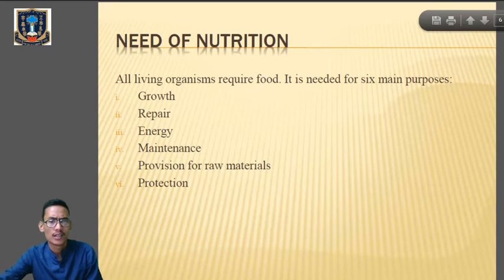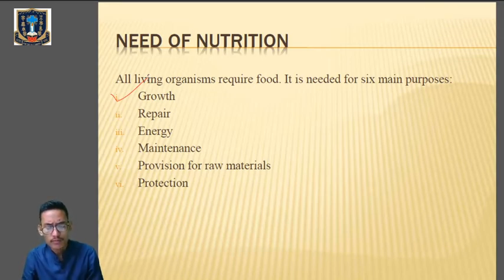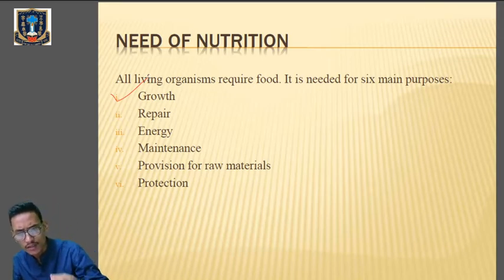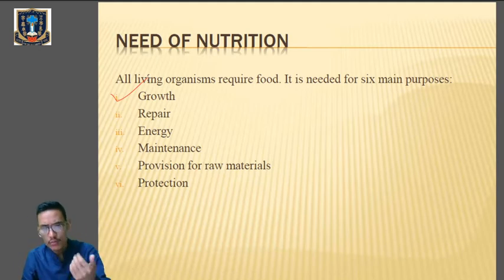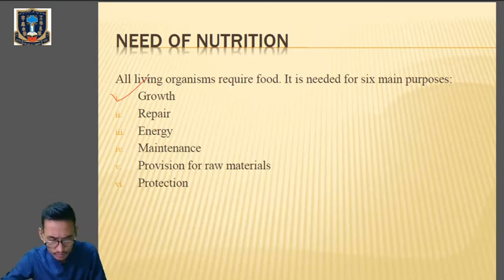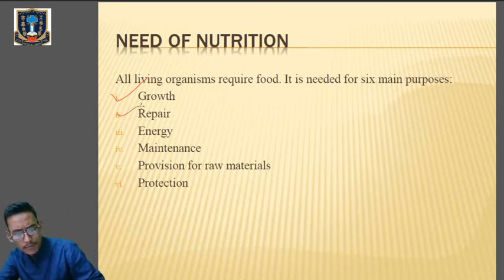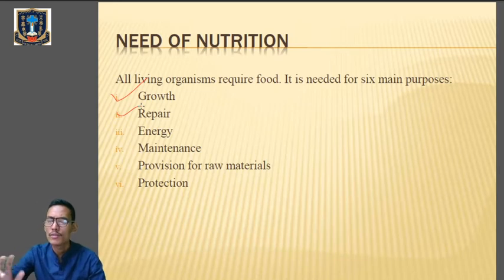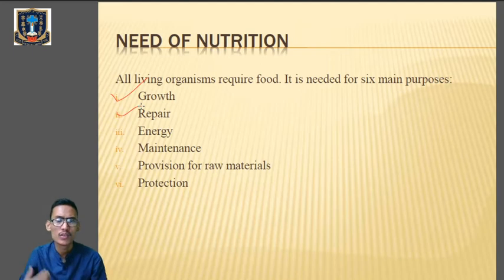Number 1, the first purpose for requiring food is growth: building of new protoplasm or cells for growth. In order to build these new cells, what do we require? We require food. So food is required for the growth of an individual. Number 2, repair: providing material for the repair of worn out or injured cells. Whenever cells are injured or dead, those cells need to be repaired, and for that we require proper nutrition.